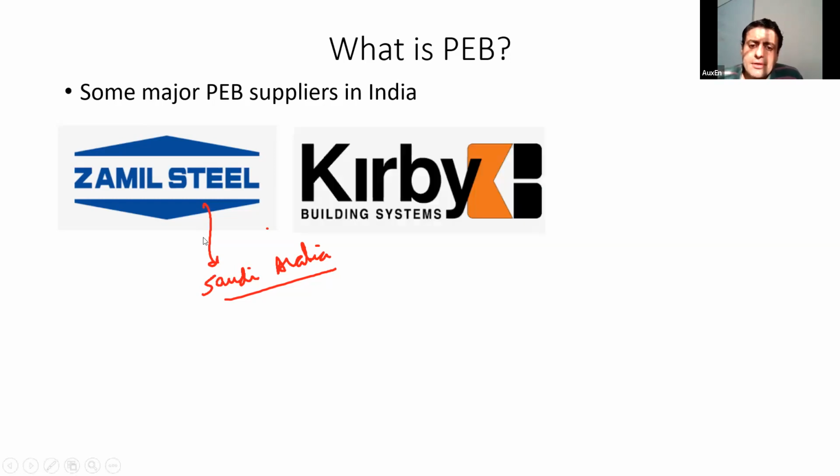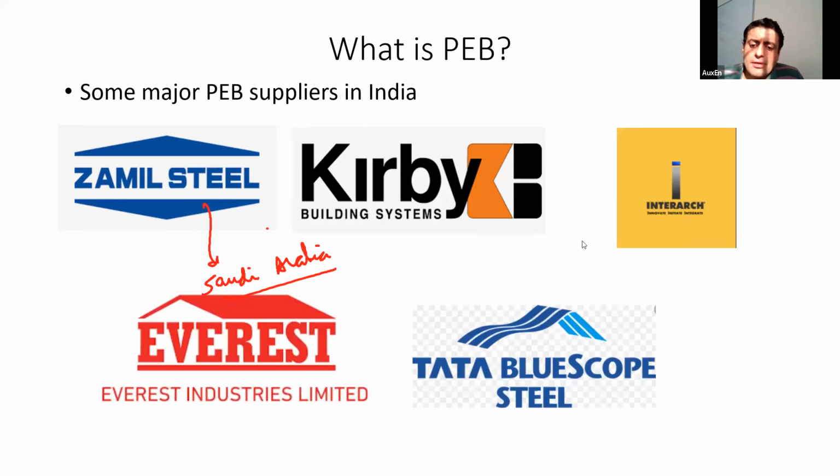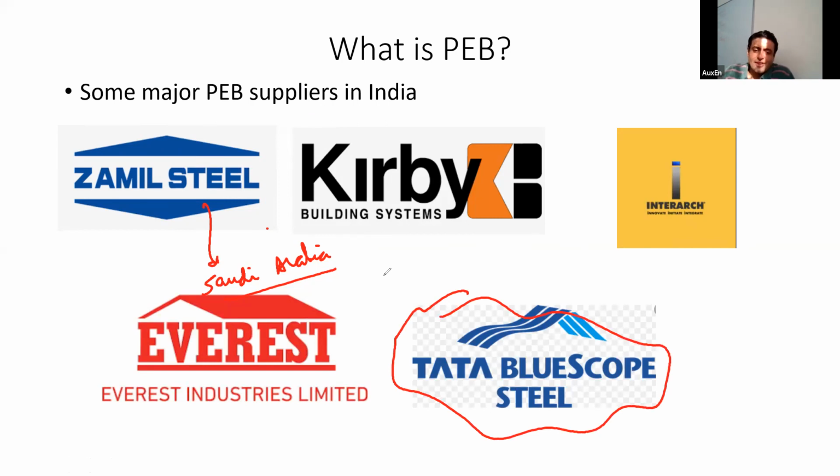Then you have got Kirby. Kirby is another big name. I think they might be one of the biggest pre-engineered building system suppliers in India. Then we have got Interarch, which is a big company. Everest is a big company. I have also included Tata BlueScope, but I have never seen Tata BlueScope doing projects as such. Okay, so these are some of the big PEB suppliers in India.